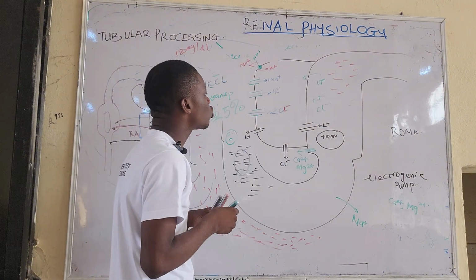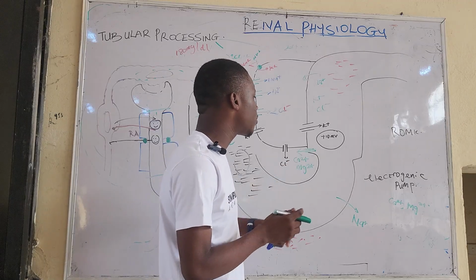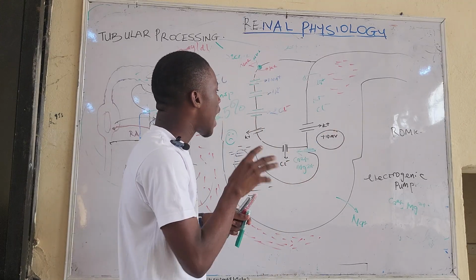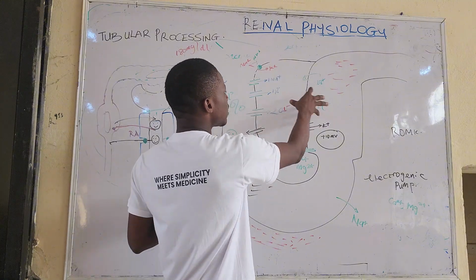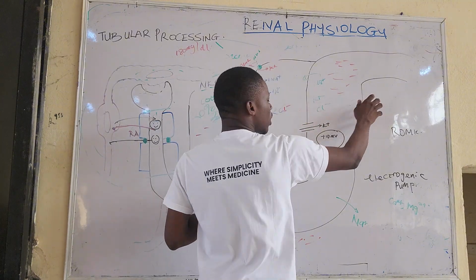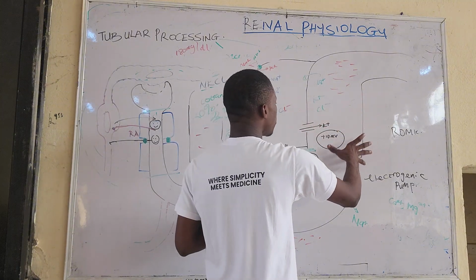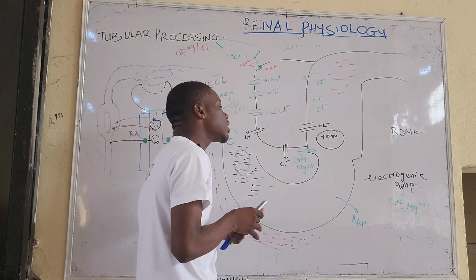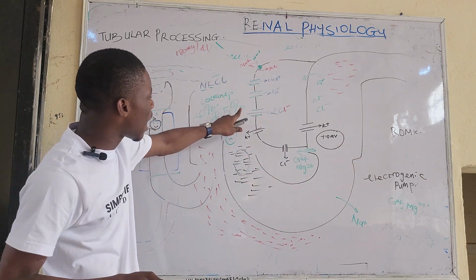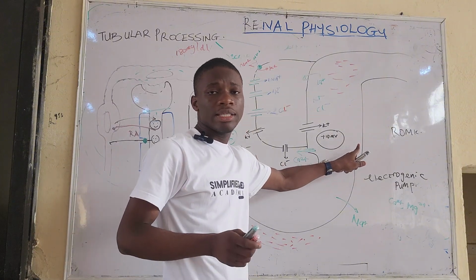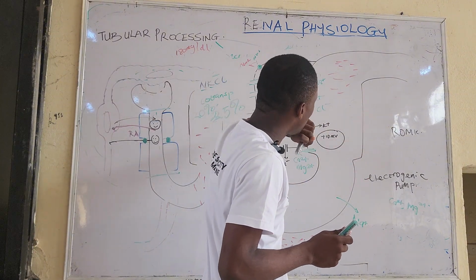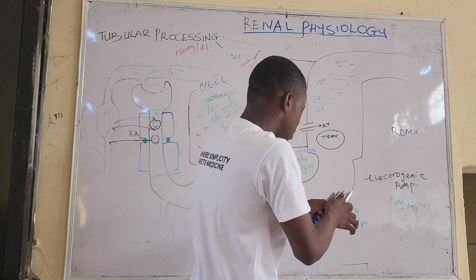But the major thing I want you to know here is about this electrogenic pump, the Rhomb channels, and how calcium and magnesium are reabsorbed. Also, don't forget that this loop of Henle can be blocked by loop diuretics, but we'll still look at diuretics. So basically, that is how this thick ascending loop of Henle works. Is it clear?